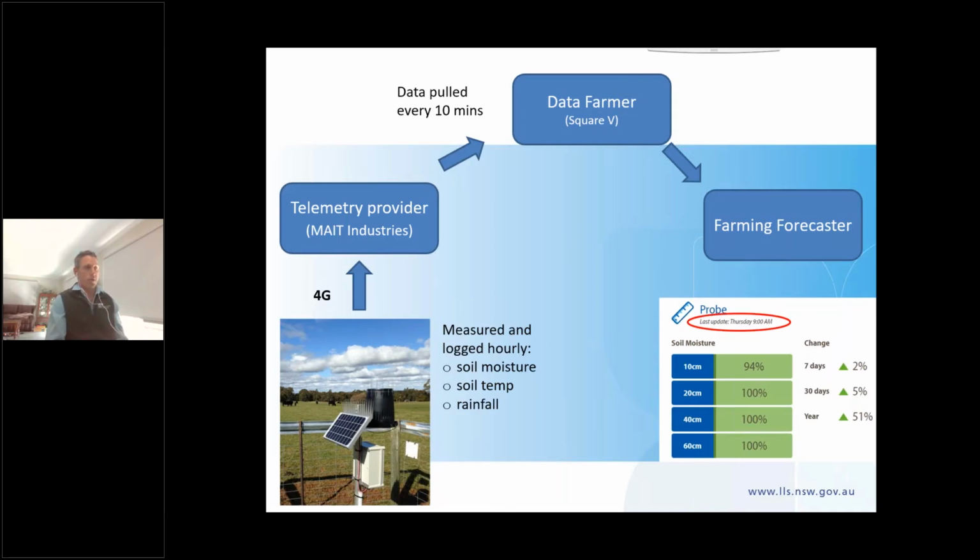In our case, we use Mate Industries, which is a company based in Victoria. The data is sent to Mate, and from that point, Data Farmer, which is a program that's been developed by Square V, pulls that information every 10 minutes from Mate, and then instantaneously populates Farming Forecaster. So while there are a couple of steps there, that actually all happens quite quickly and seamlessly. And so effectively we are getting real-time information from the field being displayed.